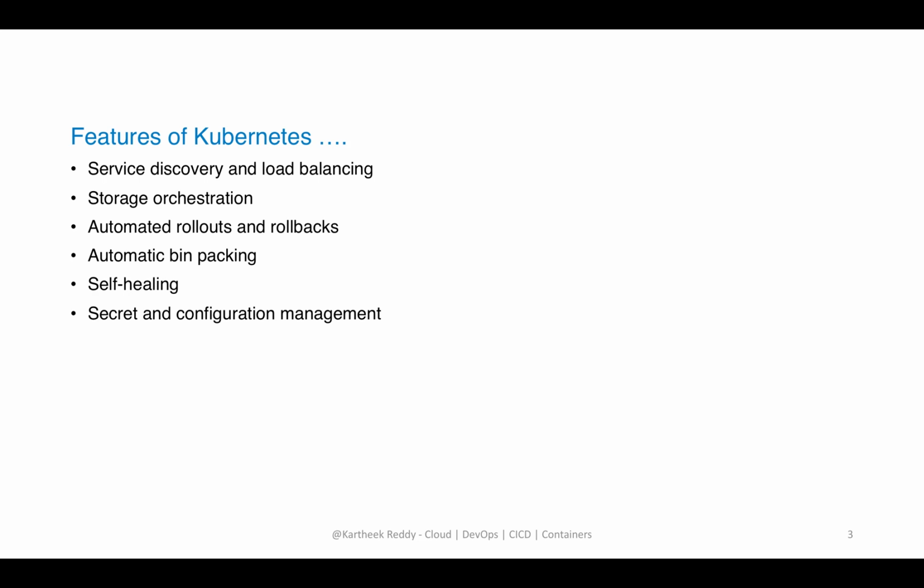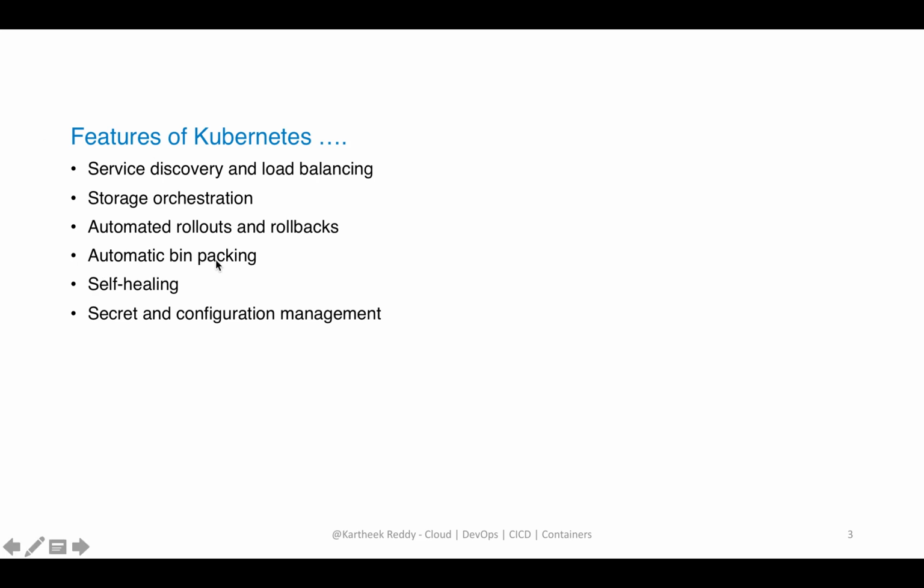Next is automated rollouts and rollbacks. What is this? Kubernetes progressively rolls out changes and updates to your application or its configuration by ensuring that not all instances are updated at the same time. Even if something goes wrong, Kubernetes will roll back the change for you.